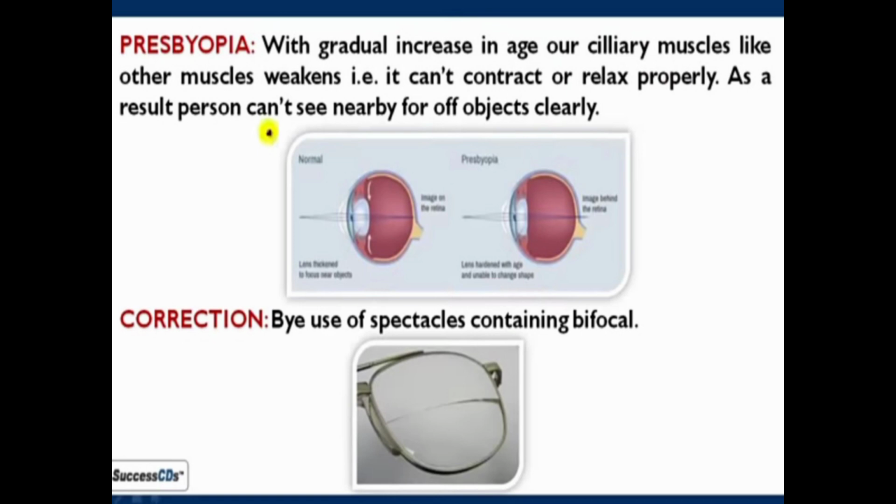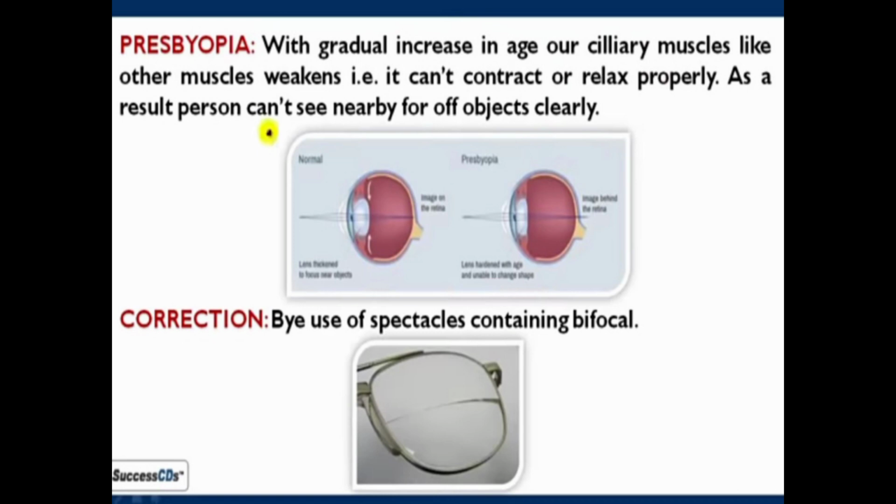Now let's see another eye defect, that is presbyopia. Myopia and hypermetropia are simply opposite to each other. In presbyopia, with gradual increase in age, our ciliary muscles, like other muscles, weaken. As we know, as our age increases, the muscles present in our body weaken. In a similar way, the ciliary muscles in our eyes also weaken. They can't contract or relax properly, and as a result, the person can't see nearby objects, nor can they see far off objects clearly.